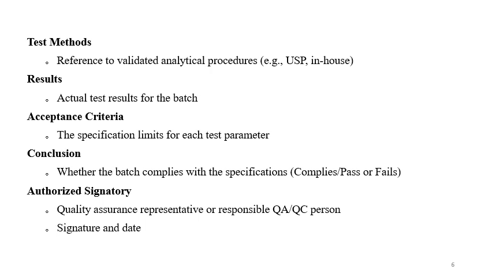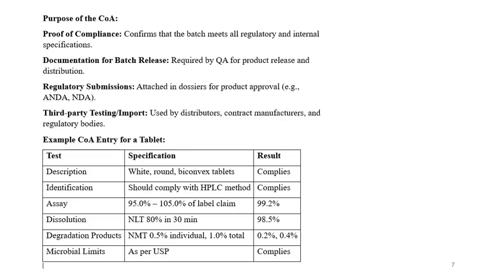Sometimes the COA validity is also mentioned, that for 6 months it will be valid, or for some time it will be valid. Purpose of the COA, so it is the proof of the compliance, and it confirms that the product meets the quality, and it is a documentation for the batch release, and it is provided in the regulatory submissions. Also it is provided for the customers, distributors, or to transport the material.